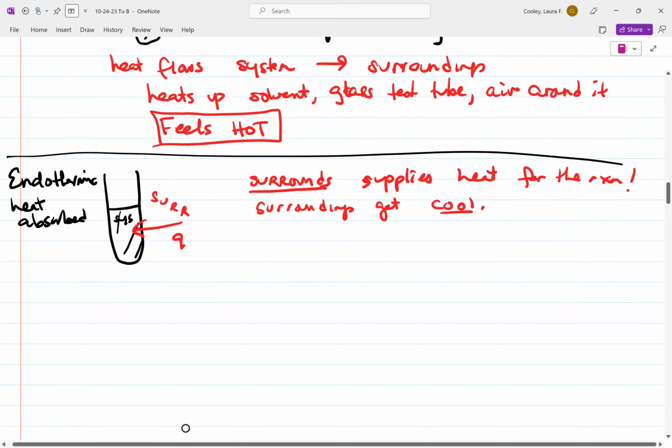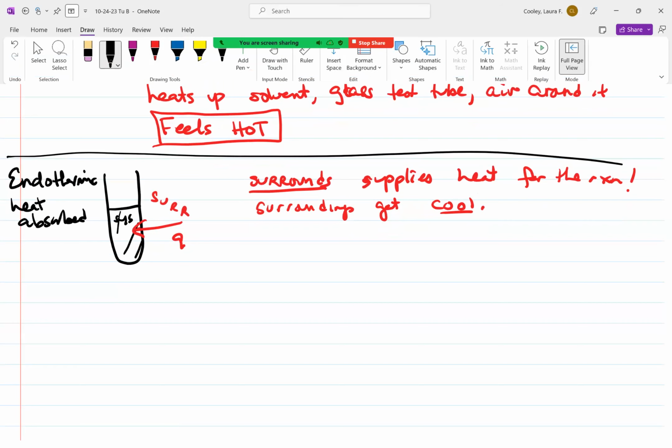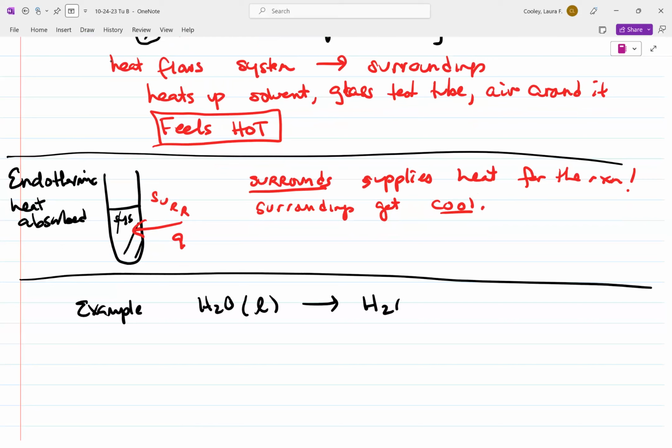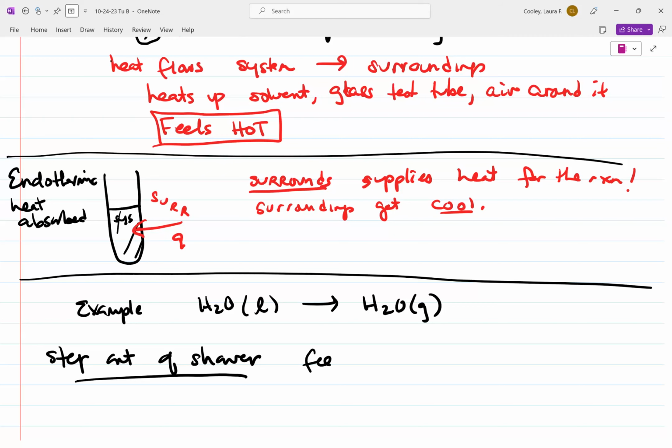There's a wonderful example of this, that if you took a shower this morning, you experienced it. How many of you took a shower this morning? Or last night? I'm not looking. I don't care if you took a shower. But when you step out of the shower, do you feel nice and comfy? How hot is your bathroom? You feel pretty cold when you step out of the shower, right? You feel cold. And why is that?